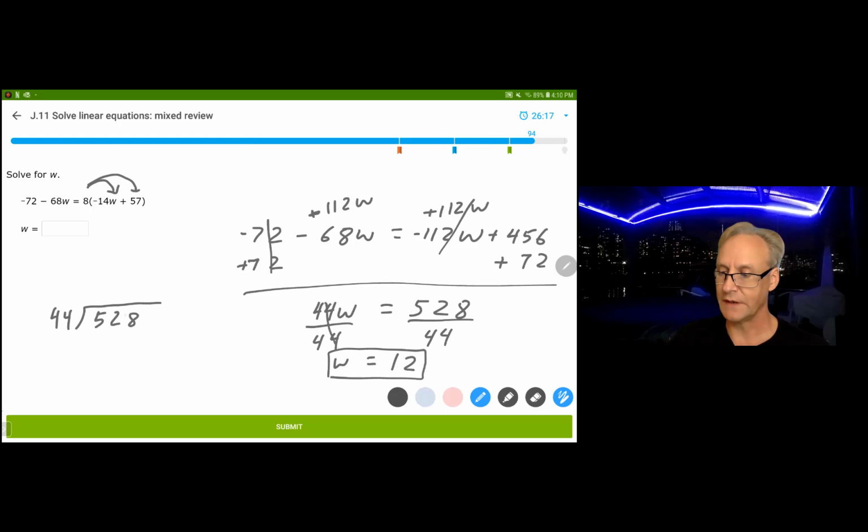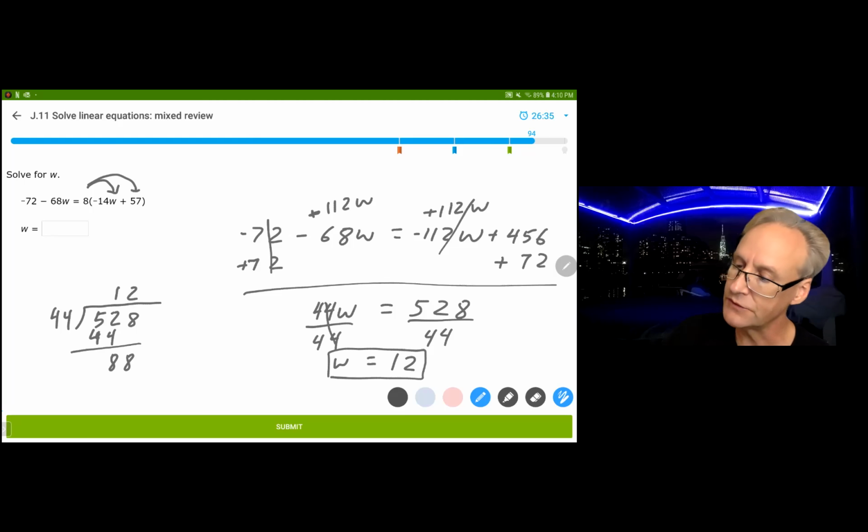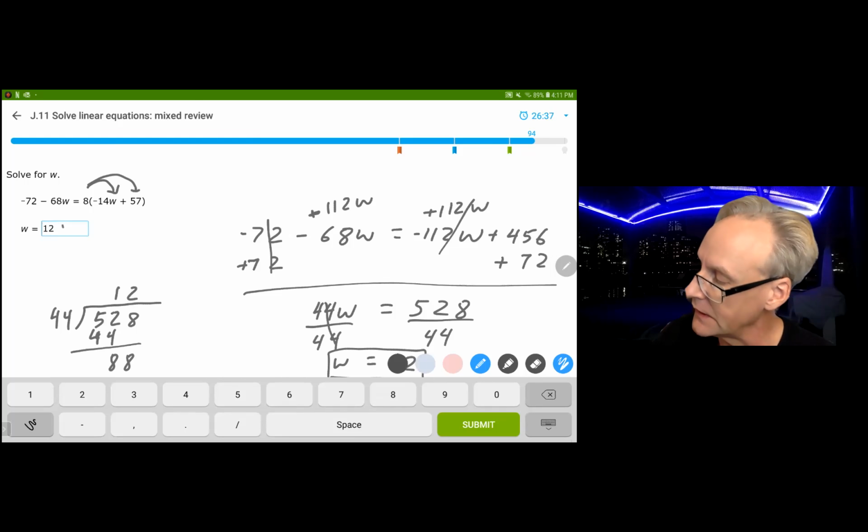And of course, the worst option of all is to grab the calculator. Please don't do that. 44 goes into 52 one time. And when you subtract the 44 from 52, you get 8. And we bring down the other 8. And 44 goes into 88 two times. So W is equal to 12. It's like we're almost done now.